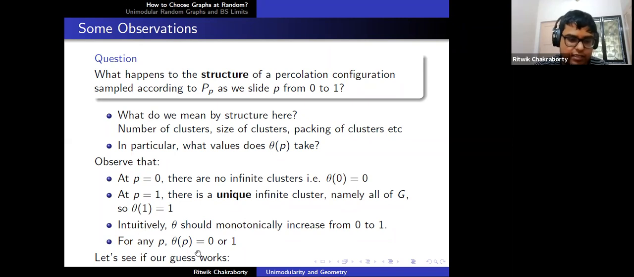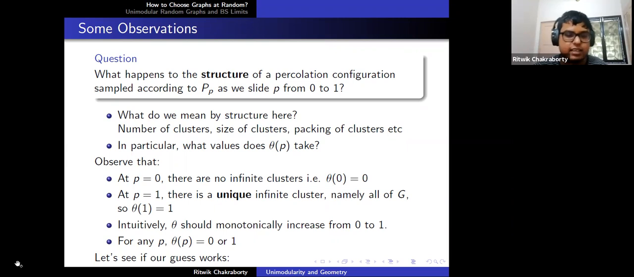And moreover, here's something that maybe could be intuitive to you, but we'll explain this later in any case: the probability that a given vertex x is contained in an infinite cluster is either 0 or 1. That basically means that almost surely, if you pick a random subgraph sampled according to this Bernoulli p measure, then either x is almost surely going to belong to a finite cluster, or almost surely it's going to belong to an infinite cluster.